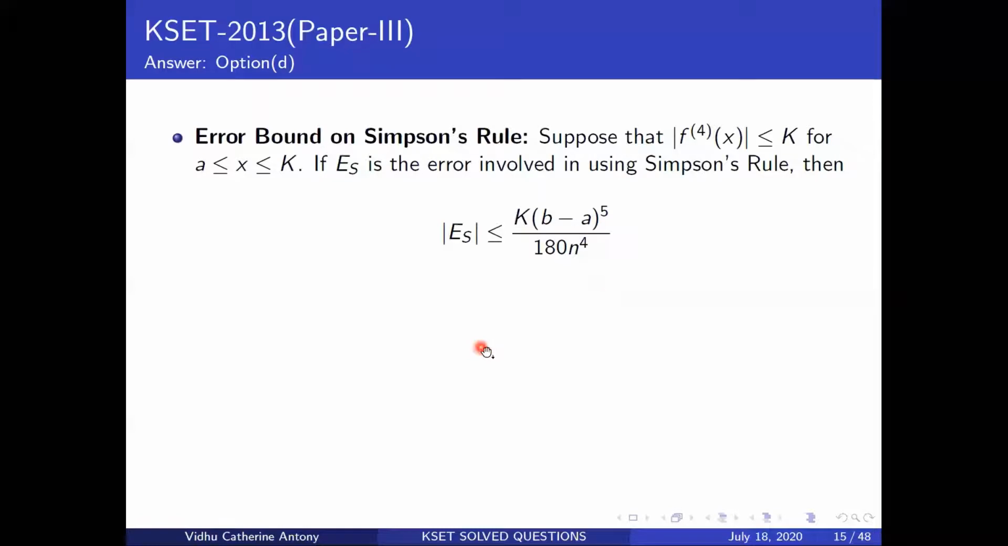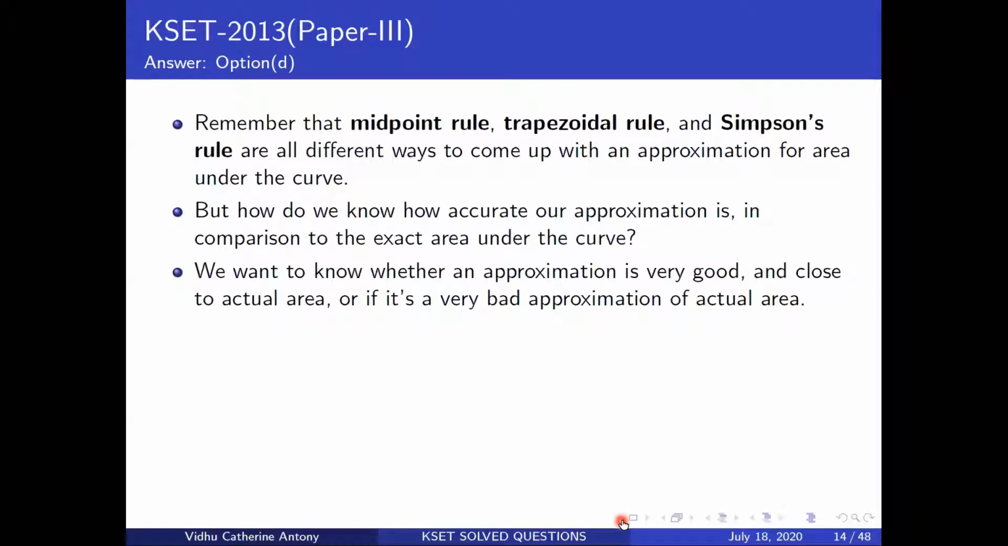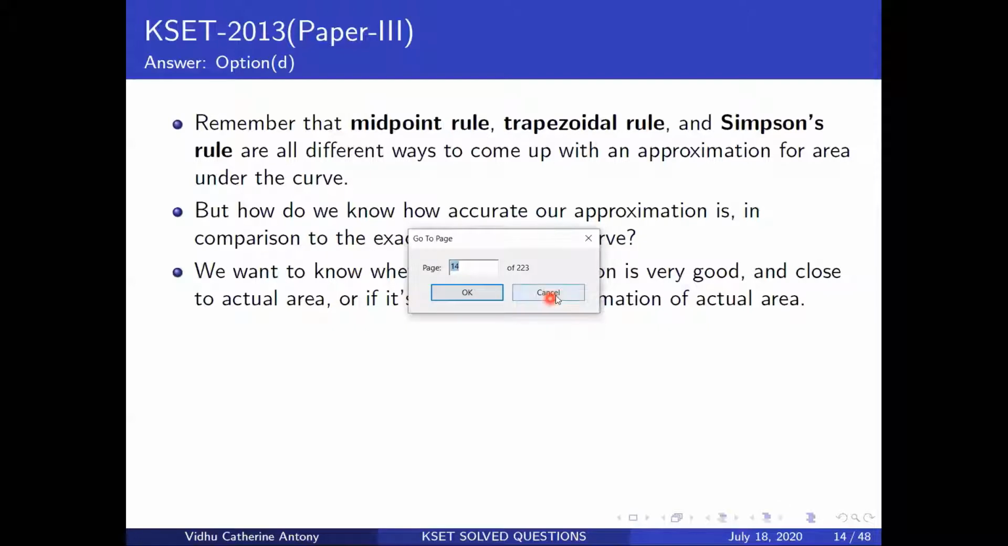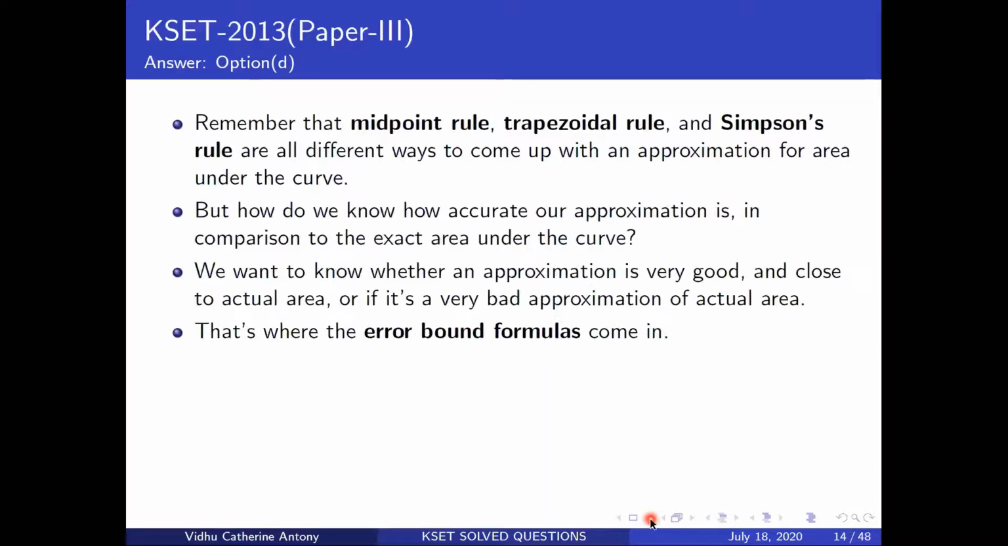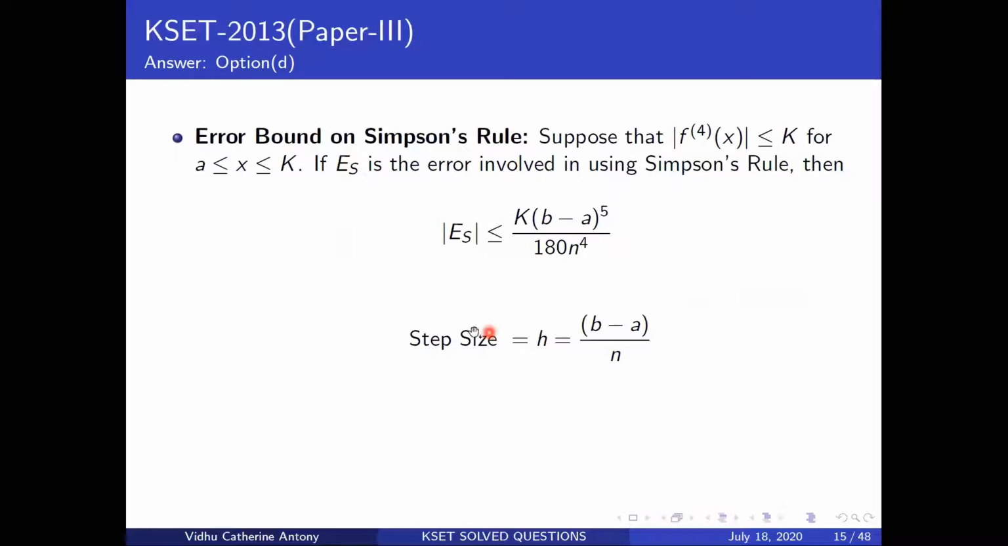So now what was asked in the question? What was asked is the order of error in your Simpson's rule, and they've given a step size h. So now you need to take this formula that you've got here and substitute the value of your step size. Okay, so you have (b minus a) whole power 5 divided by n power 4.